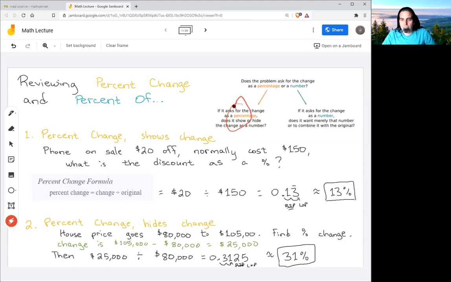Okay, good job. So that was the two cases here. The problem asks for the percentage. And then did it show me the change as a number or did it hide the change as a number? Now we're going to, on the next slide, do these. So we'll do percent of problems. And it asks for the change not as a percent, but as a plain number.